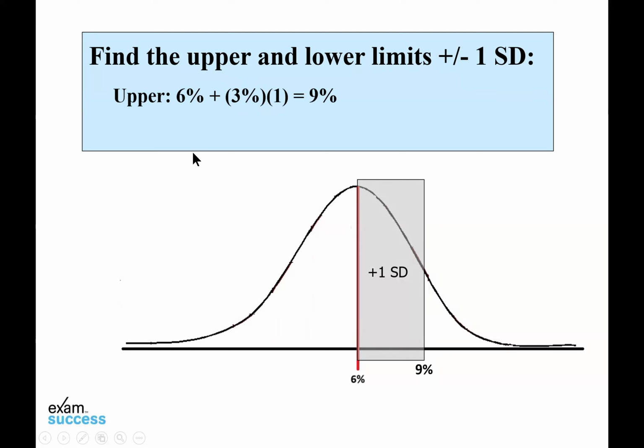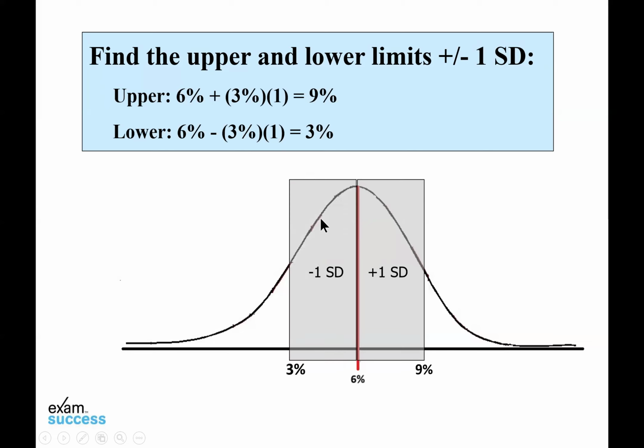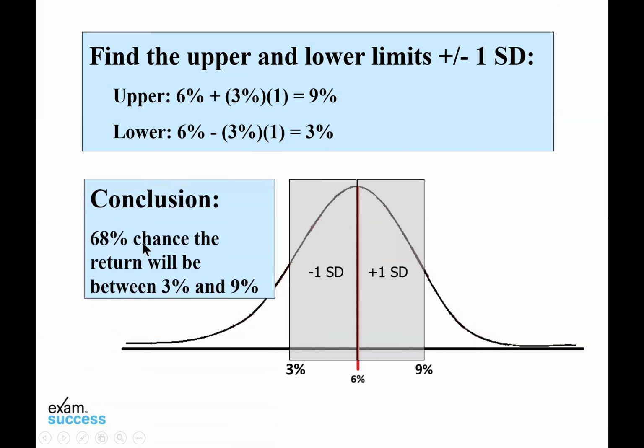And let's find the lower limit. Applying our formula, expected value 6 minus 3 times 1. 3 times 1 is 3. 6 minus 3 is 3. So the lower limit is going to be 3%. So what does this mean? Well, now we can interpret this. Plus or minus one standard deviation, there's about a 68% chance that the return will fall between 3 and 9%. That's how we use this information.